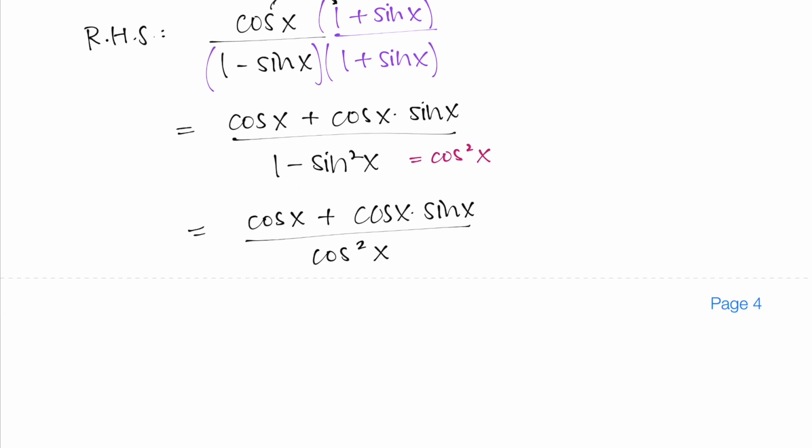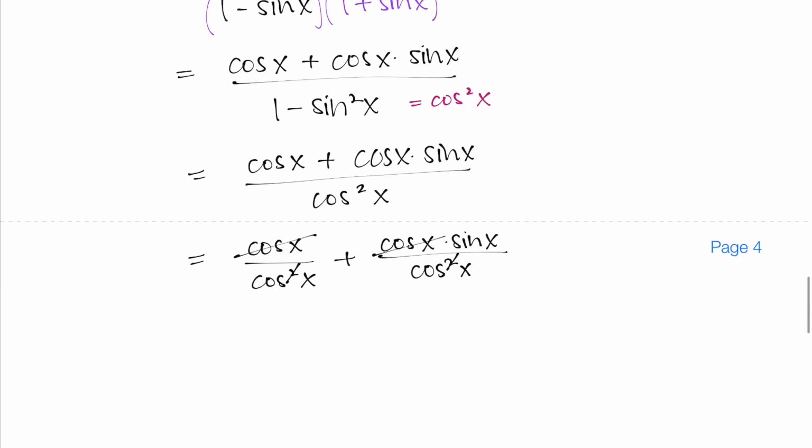Now, my fraction has a numerator that has two separate terms, the cosine x and the cosine x sine x. So every time we have a situation like this, we can go ahead and split the fraction, split the numerator, and write it as two separate fractions over the common denominator that they're both going to share. So we are going to get cosine x over cosine squared x plus cosine x sine x over cosine squared x. Now, this cosine x cancels with one of the two cosine x's down below in the denominator. Same thing applies here. Cosine x here cancels with one of the cosine x's in the denominator there.